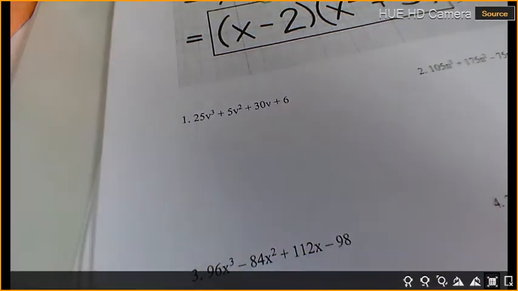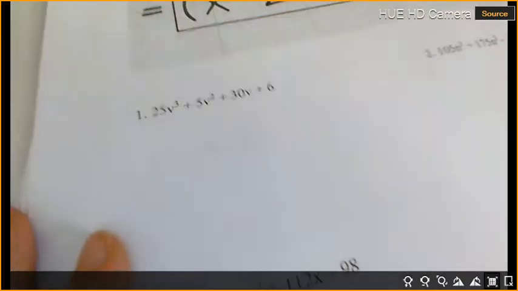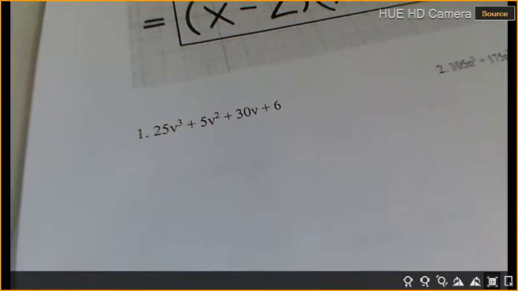I don't know why it's so big. I did not make this sheet. People in the back, you need to be quiet.